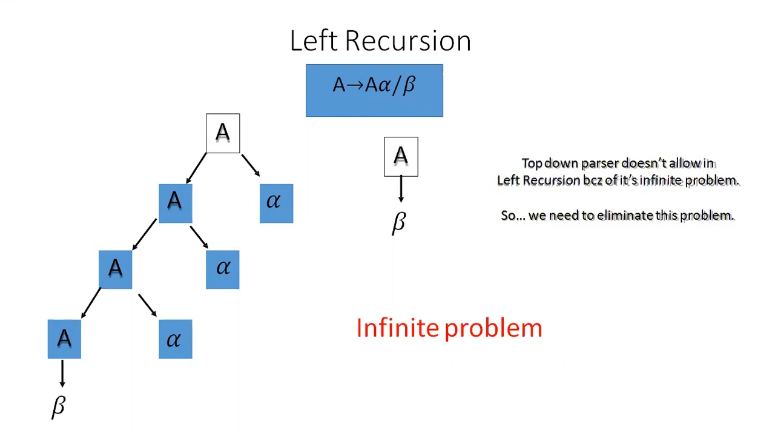Top-down parsers do not allow left recursion. This is the reason why top-down parsers do not allow left recursion; it is one of the reasons for entering into an infinite loop. It creates some serious problems when we are deriving the parse trees. So we need to eliminate this problem.